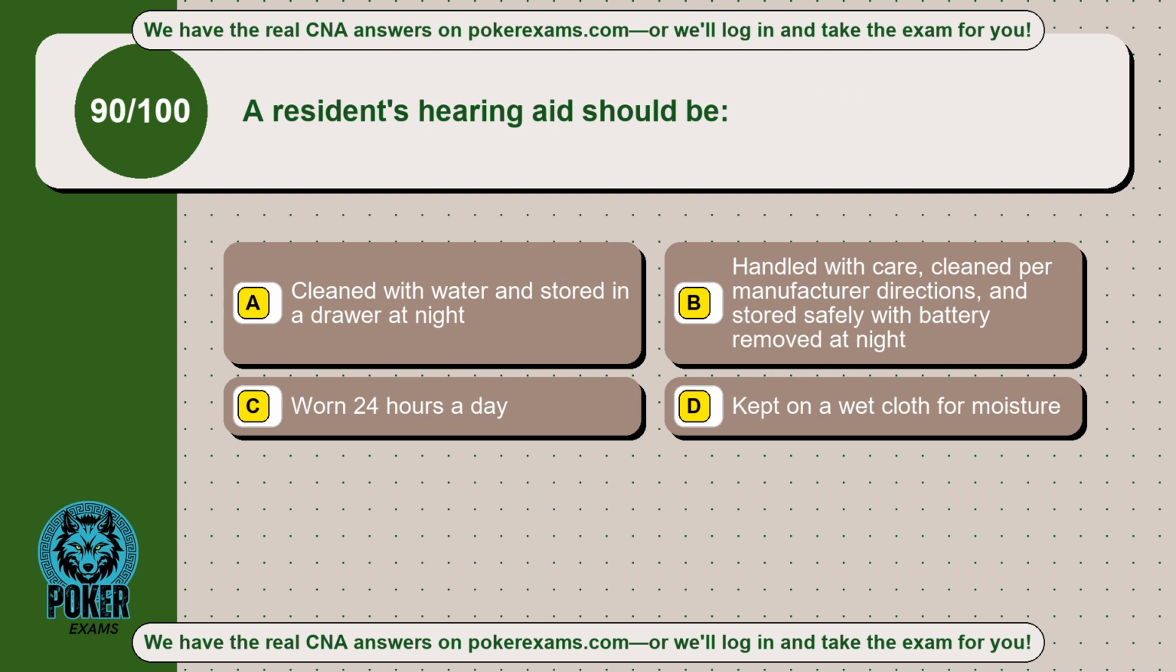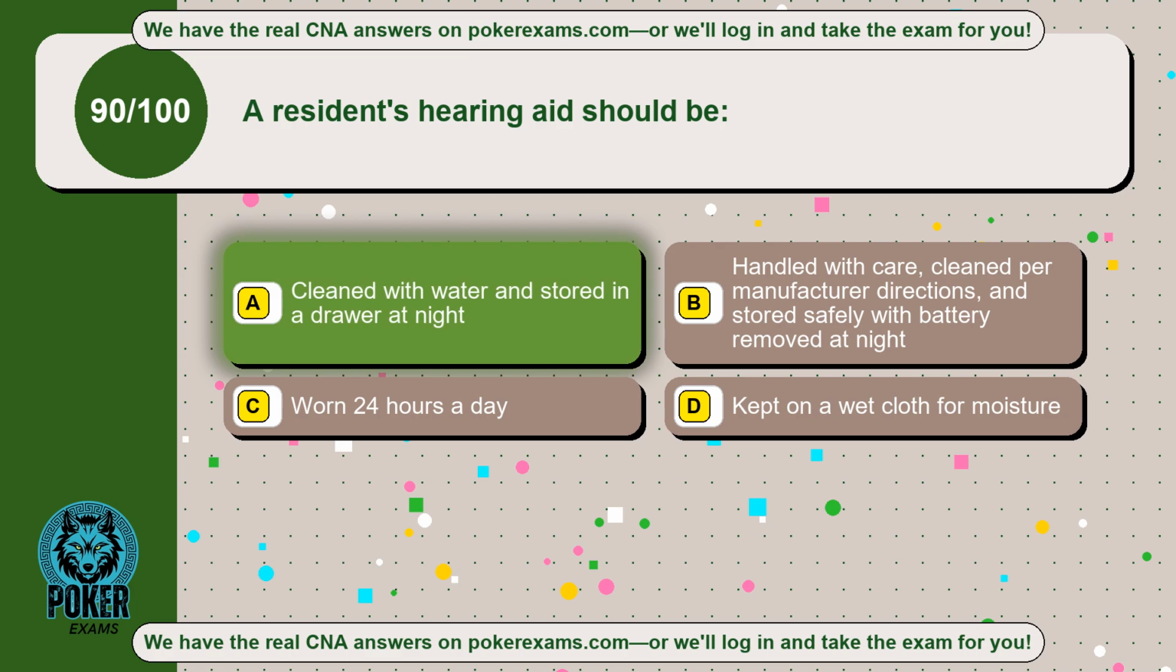Question 90. A resident's hearing aid should be. Option A. Cleaned with water and stored in a drawer at night. Option B. Handled with care, cleaned per manufacturer directions, and stored safely with battery removed at night. Option C. Worn 24 hours a day. Option D. Kept on a wet cloth for moisture.